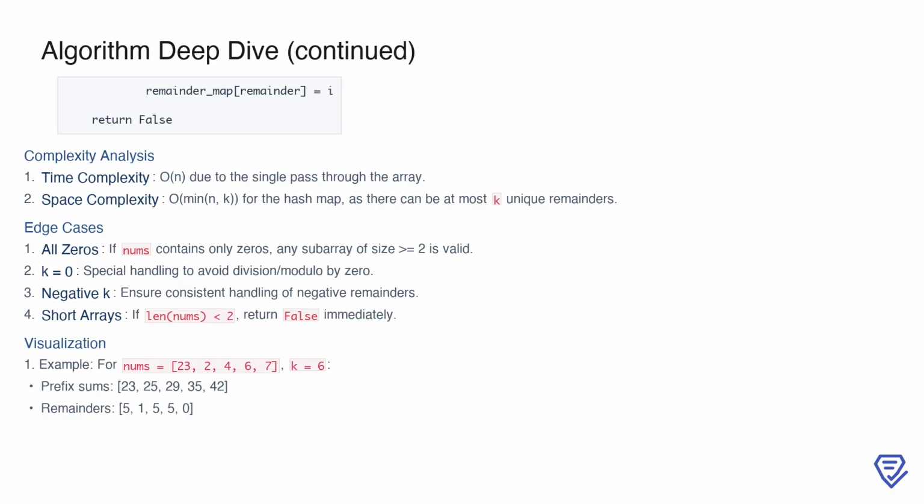We also account for edge cases to ensure robustness. For instance, if the array consists entirely of zeros, any subarray of size at least 2 is valid since the sum will always be 0, which is a multiple of any k. Special handling is required for k equals 0 to avoid division by 0, and for negative values of k, we normalize the remainders to ensure consistency. Short arrays with fewer than 2 elements are immediately ruled out by returning false.